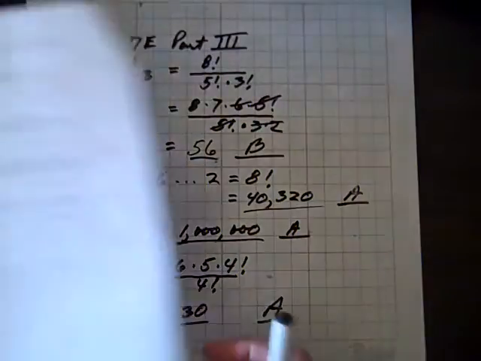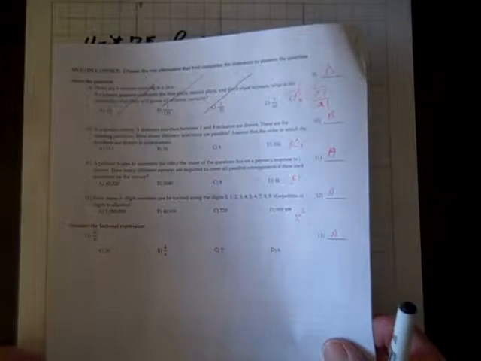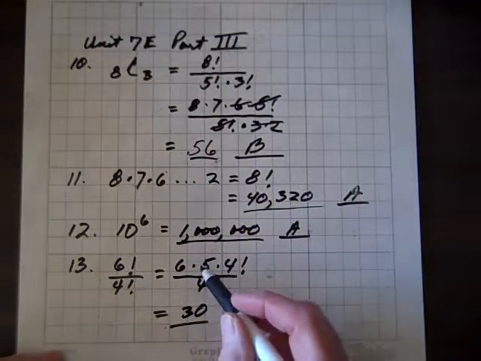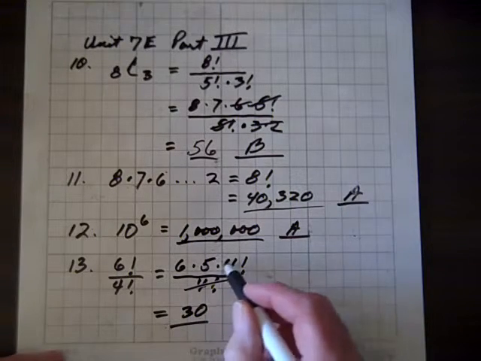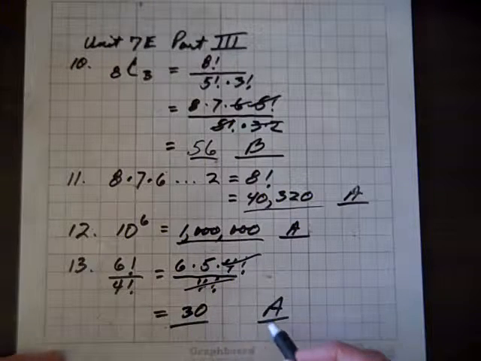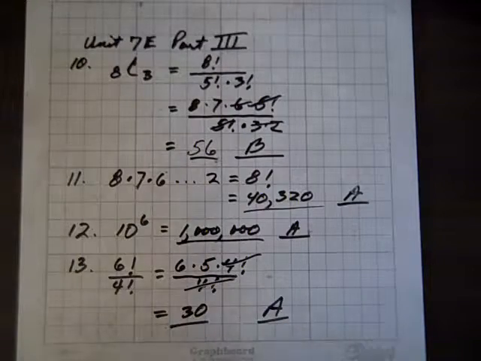Finally, 13, we simply have to evaluate the factorial. 6 factorial over 4 factorial. Well, 6 factorial is 6 times 5 times 4 factorial, and in the denominator we have 4 factorial. They divide out, and 6 times 5 is 30, and that is selection A. And we're done.